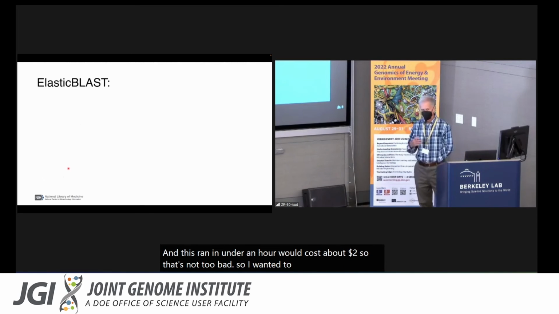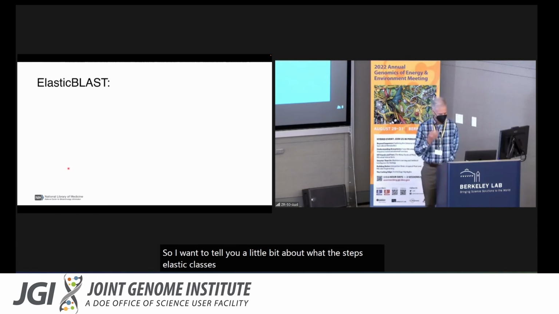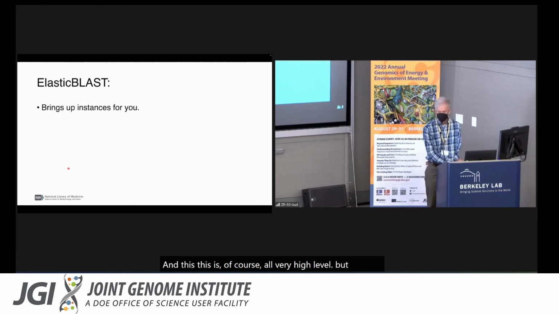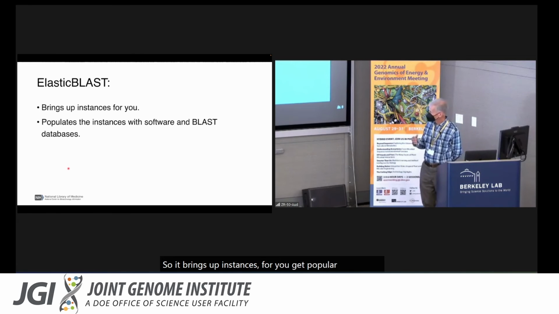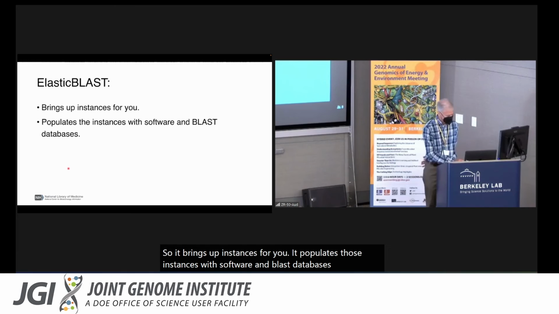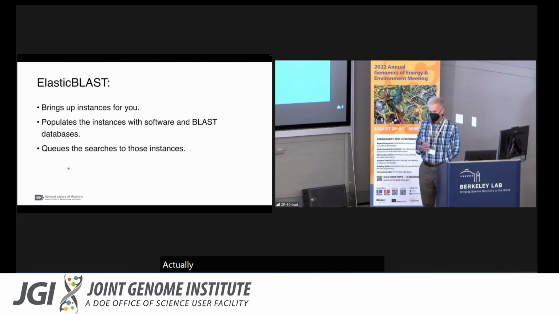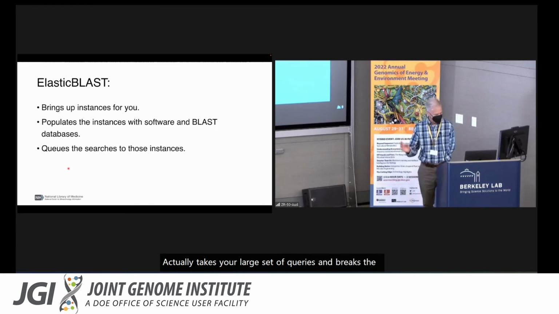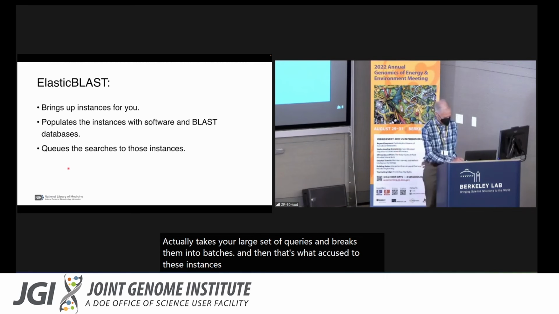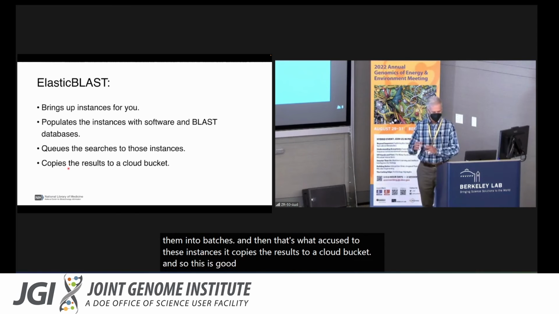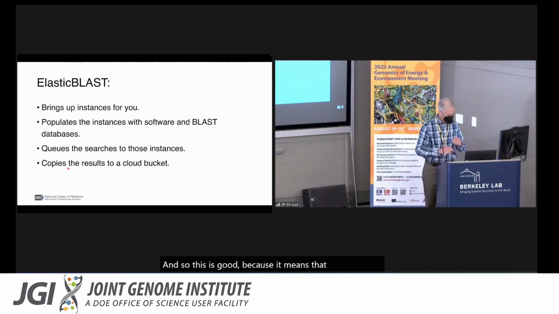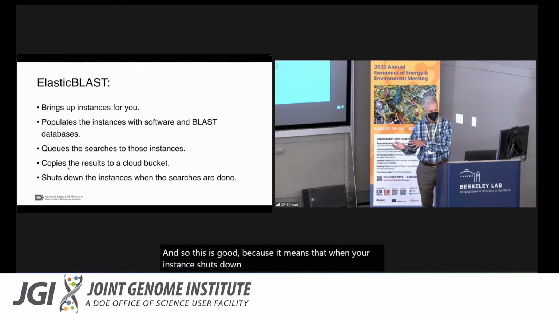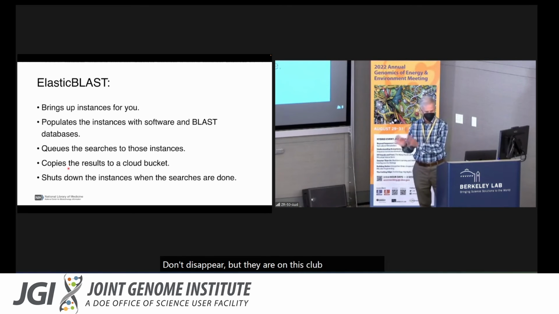So I want to tell you a little bit about the steps Elastic Blast is taking while we're doing all this. And this is, of course, all very high level, but it brings up instances for you. It populates those instances with software and Blast databases. It takes your large set of queries and breaks them into batches, and then that's what it queues to these instances. It copies the results to a cloud bucket, and this is good because when your instance shuts down, your results don't disappear, but they are in this cloud bucket. It doesn't cost much to keep them.